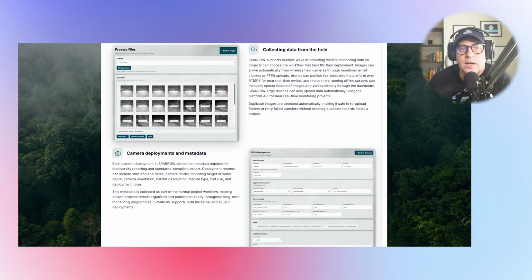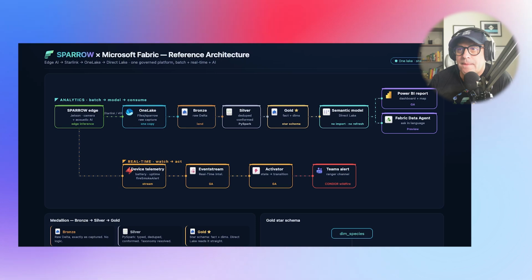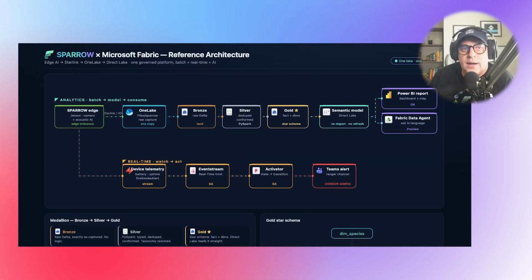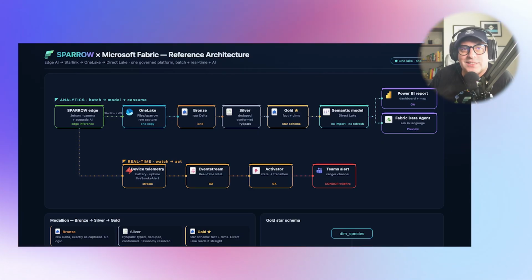And the other big bucket here is what we are going to be building, and this is more the reference architecture: getting Sparrow on the edge, then landing data into OneLake, building the whole bronze, silver, gold layer up to the semantic model, and then pushing that to a Power BI report and a data agent. So we are going to be setting this up. And Alex, what do you think about this?